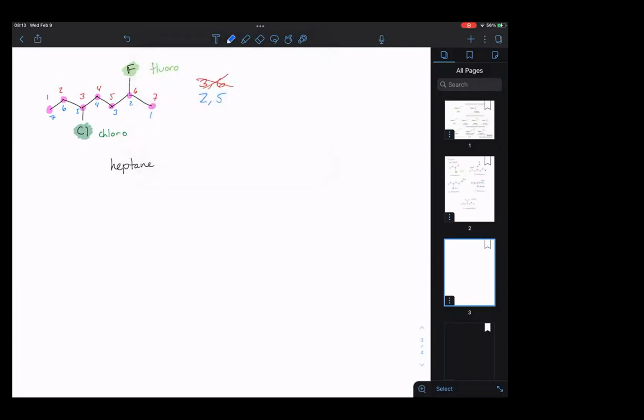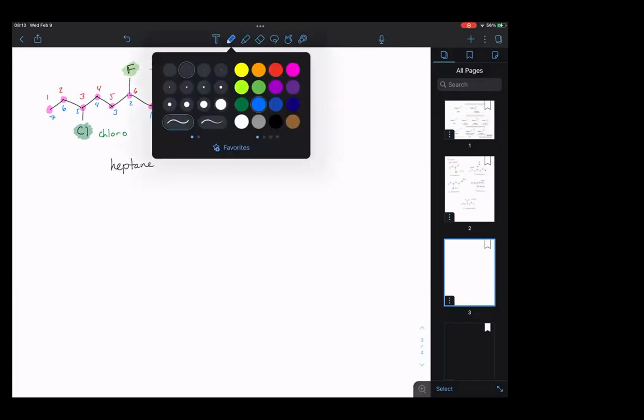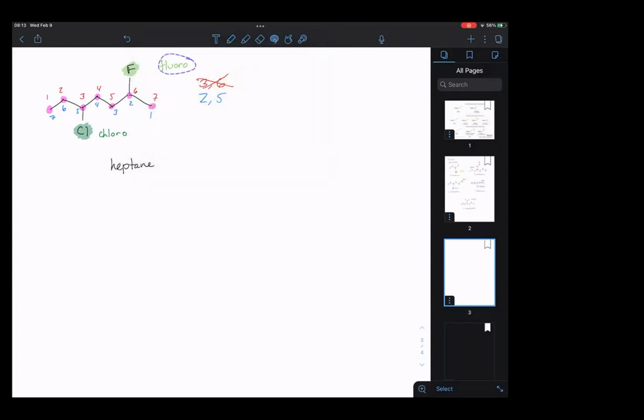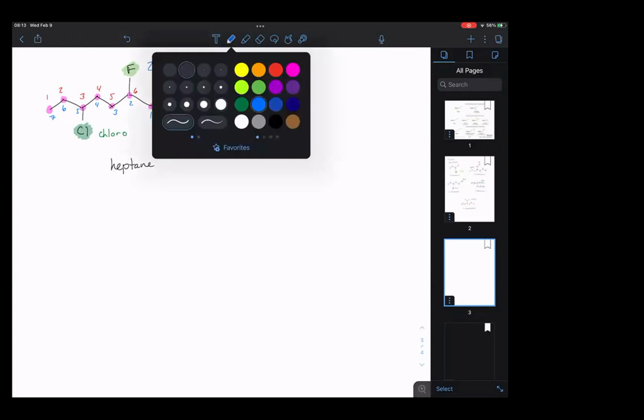Now, how you put these together when you go to name it: we know that this is a 2-fluoro group.